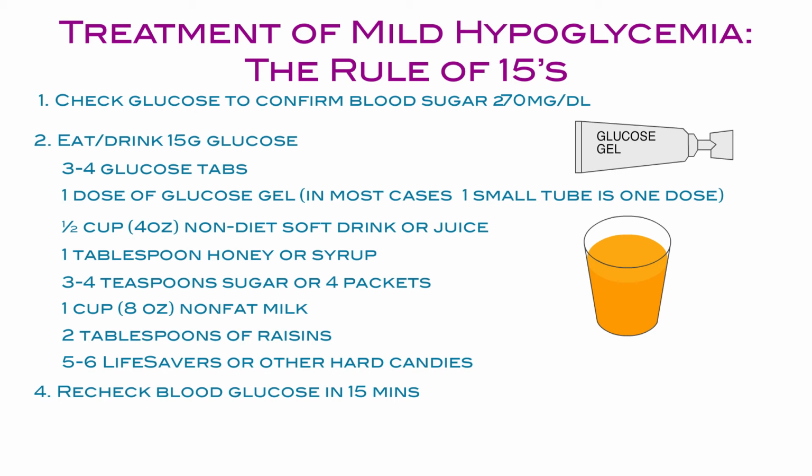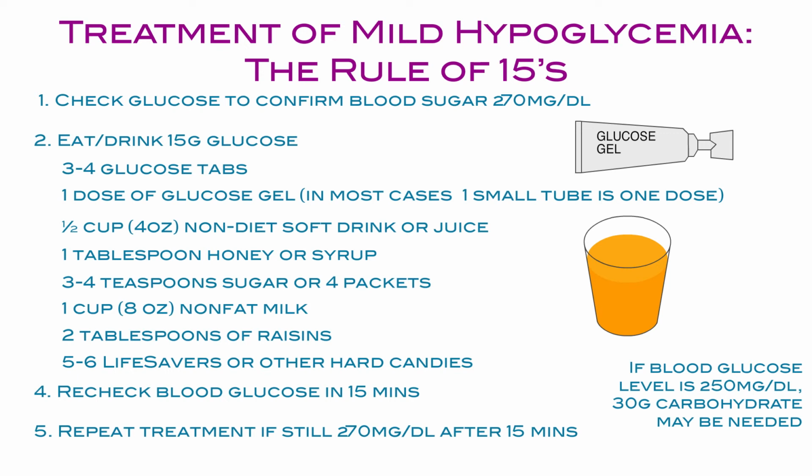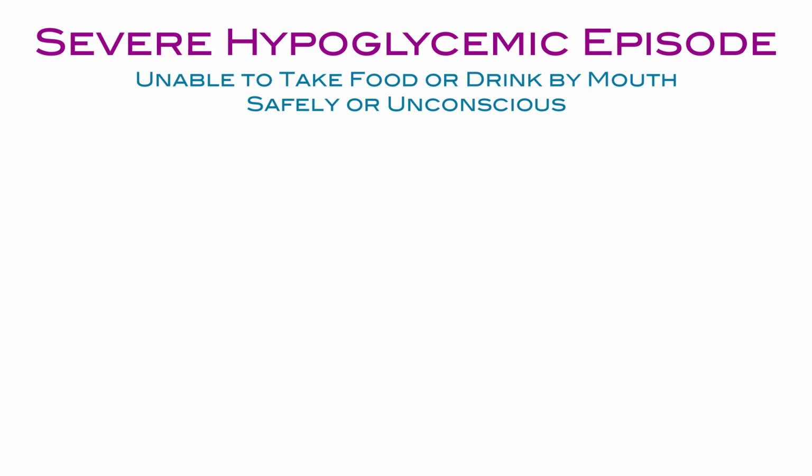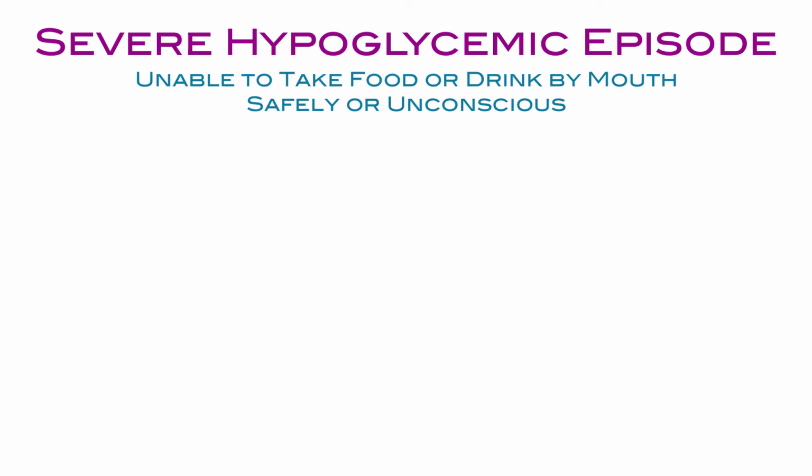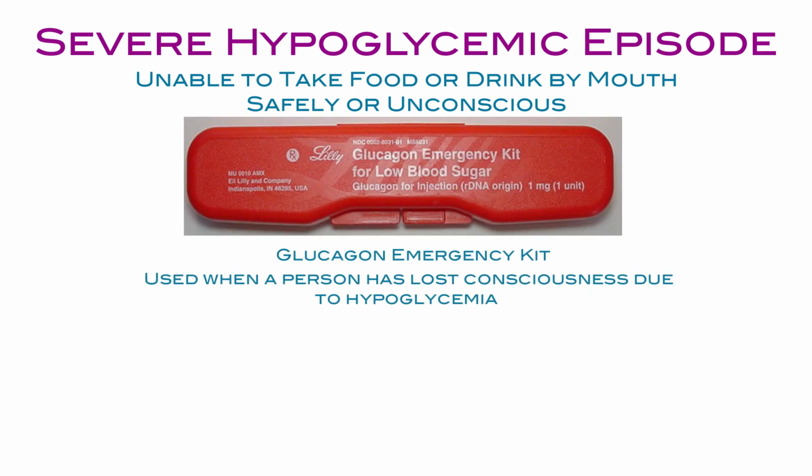Then recheck blood glucose in 15 minutes. Repeat treatment if you are still at 70 milligrams a deciliter after 15 minutes. In severe cases where a person is unable to eat food or drink by mouth safely, such as when a person has lost consciousness due to hypoglycemia, a person requires a shot of glucagon.